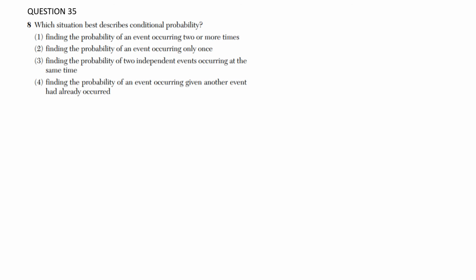All right, that concluded our function section. We're now going into the last 6 questions, which are all for stats and probability. Our first question here is very easy. It's just a definition you have to know. Which situation best describes conditional probability? Without looking at the choices, we should know that conditional probability is the probability of something happening given that we have the knowledge that another event has already occurred. That's almost verbatim choice 4. That's the definition of conditional probability, so that's very good to commit to memory.